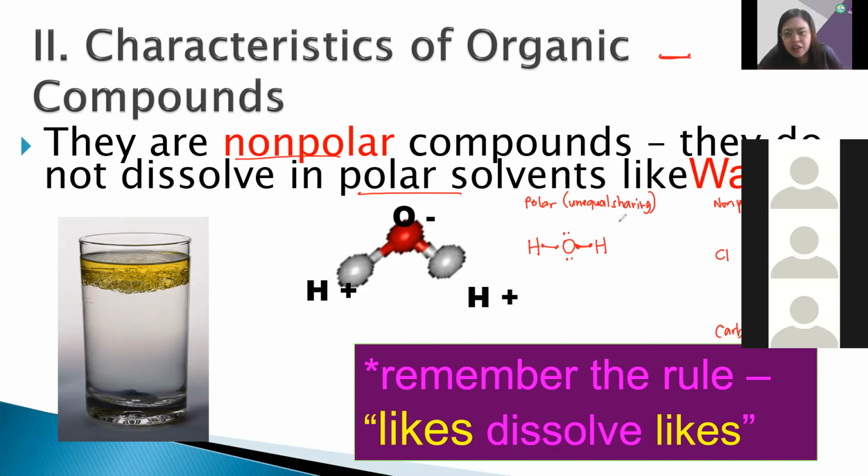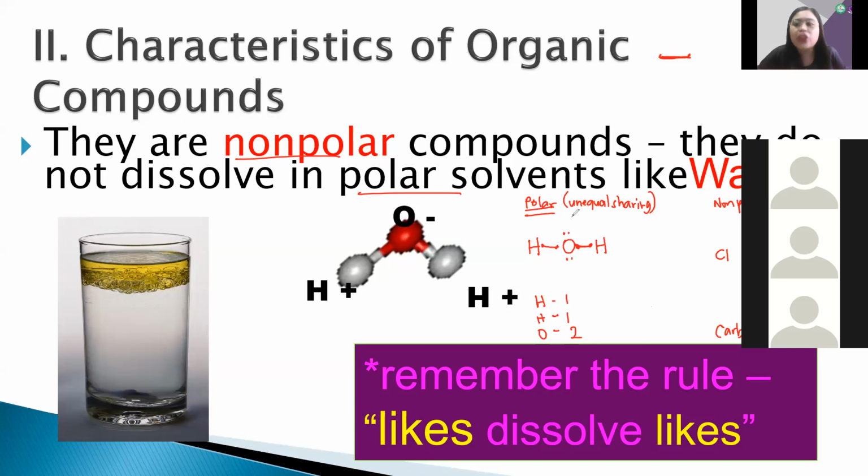Now, asan dyan ang unequal sharing, ma'am? Remember that si hydrogen, nag-share siya ng isa. Itong isang hydrogen na ito, nag-share din siya ng isa. But ilang electrons lahat yung na-share ni oxygen? It is 2. 1 on the other side, 1 on the right side. So, hindi equal. So, there is an unequal sharing of electrons. Ang tawag natin dyan, class, polar. So, kung makarinig kayo na it is a polar substance or a polar solvent, it just means that there is an unequal sharing of the electrons.